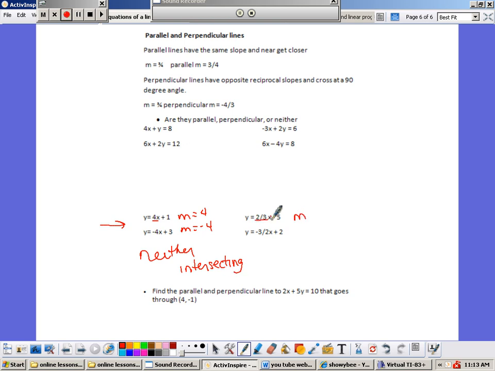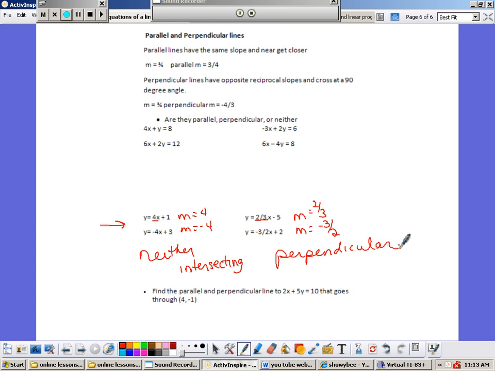Slope. Really easy. Right there. 2/3. Slope. Negative 3/2. Are they the same? Nope. So they're not parallel. Are they opposites? Yes. Are they reciprocals? Yes. Therefore, they're perpendicular, meaning that they will cross at 90-degree angles.